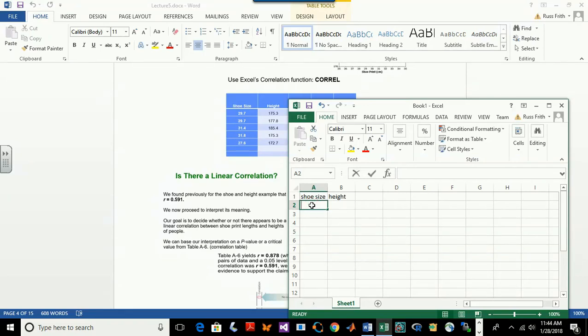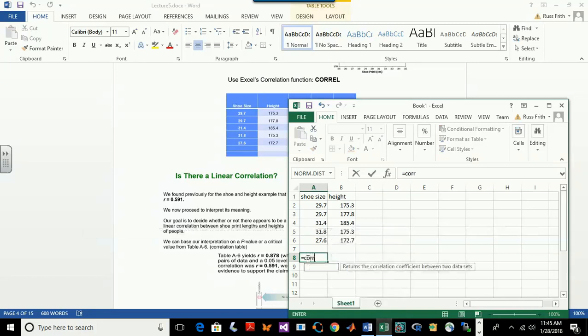So our data are, I'll plug in the data: 29.7, 29.7, 31.4, 31.8, and 27.6. The height is 175.3, 177.8, 185.4, 175.3, 172.7.